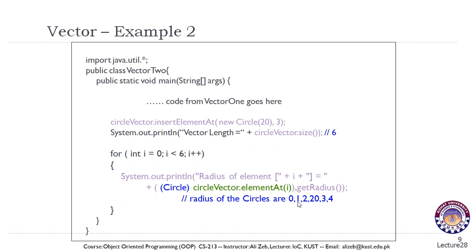In another example, let's say we want to insert an element at a certain position with a certain value. So this is where we insert an element into our vector, and now if we return the size of our vector, it will return 6. And if we go through our vector, we can print the elements of our vector here.